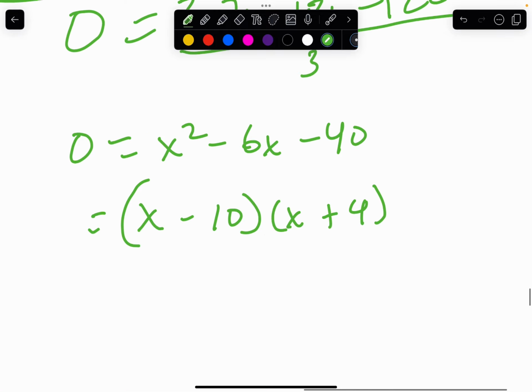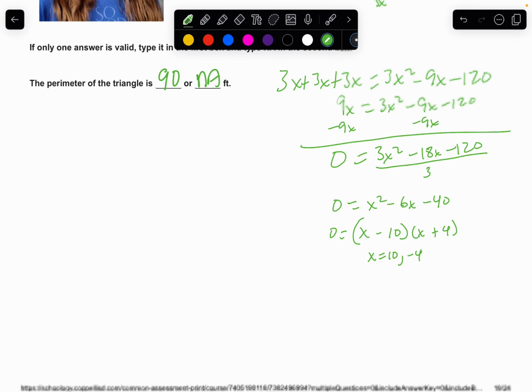So what would be the solutions? What would make x minus 10 equal to 0? That would be positive 10. What about x plus 4? That would be negative 4. So we got to test those out.